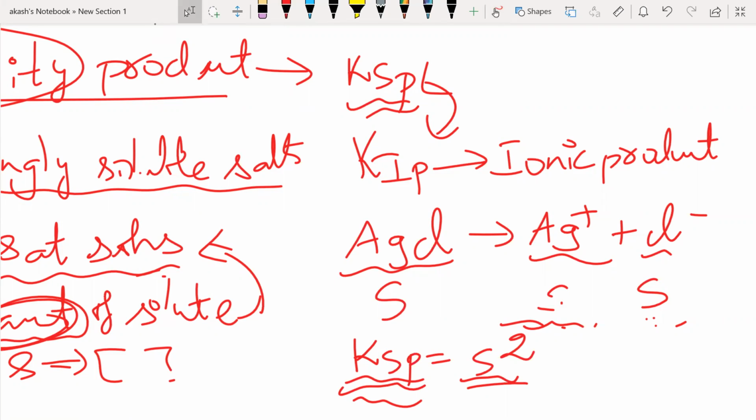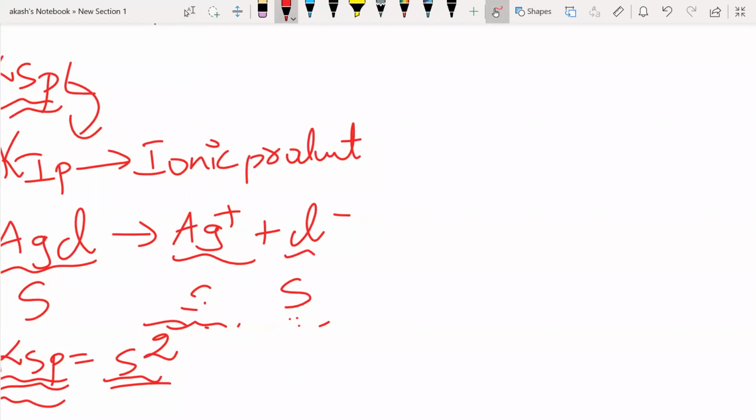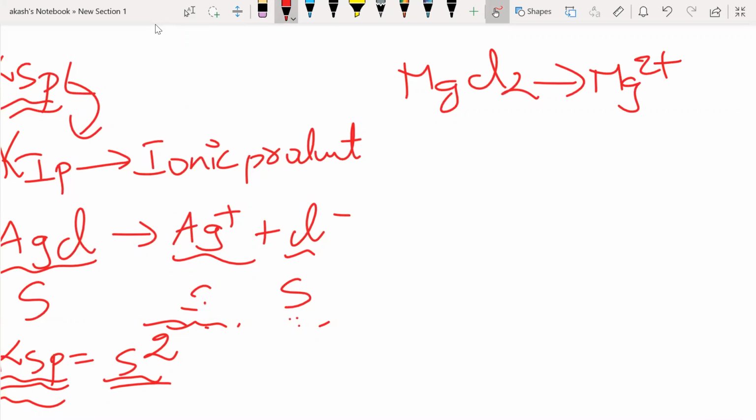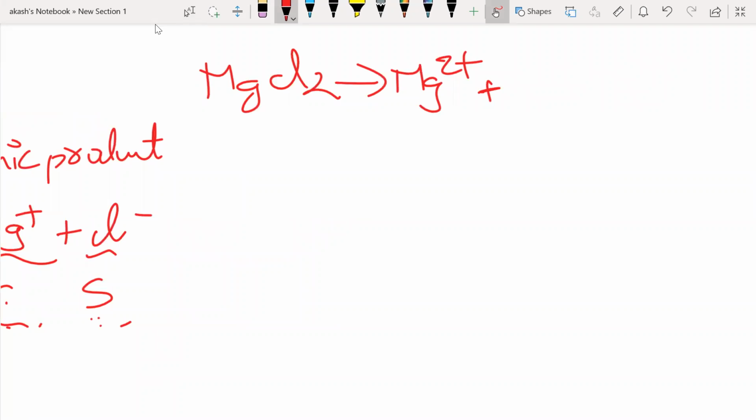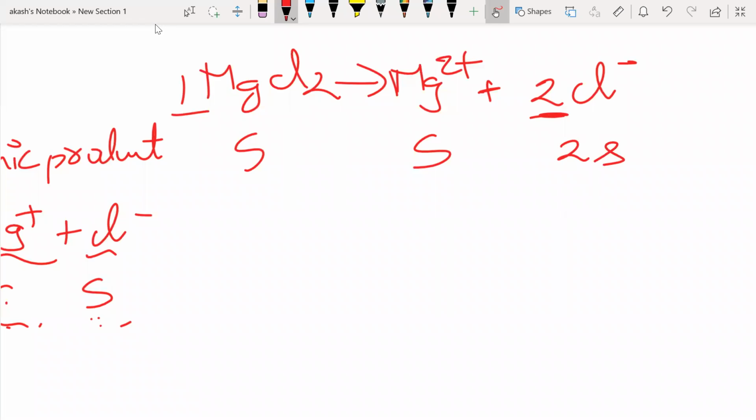AB kind of salts. Next, say I have a salt like MgCl2. It's not sparingly soluble, but I'm just giving you an example. Now it's going to give me Mg2 plus and 2Cl minus. If this is S, then 1 mole of this gives 1 mole of this, so this will be S, but 1 mole of this gives 2 moles of this, so that will be 2S.